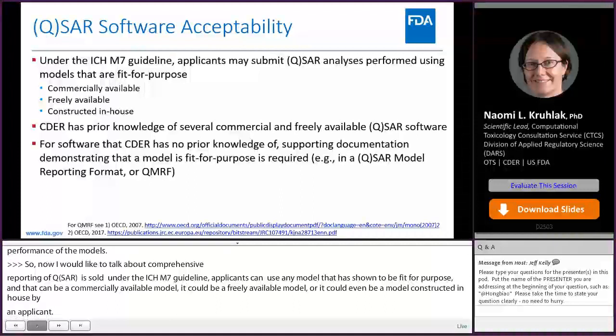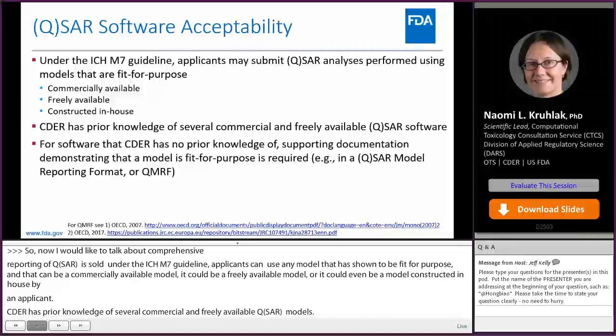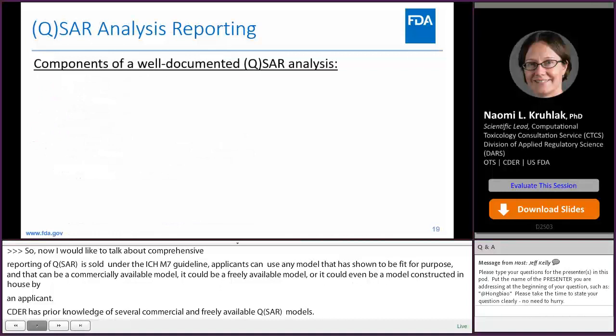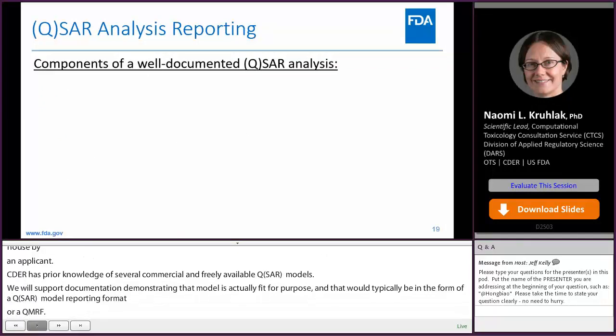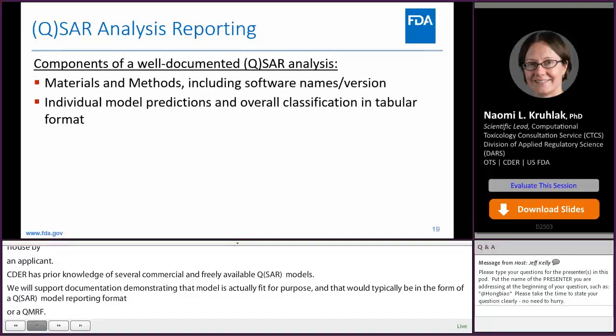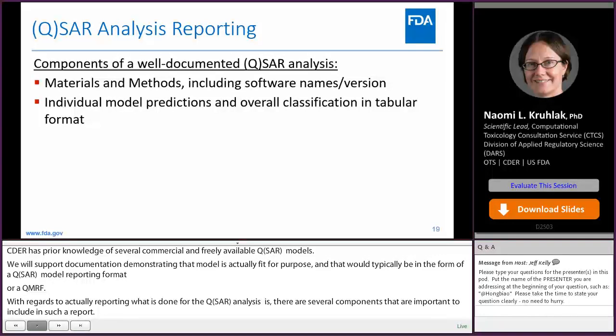And that would typically be in the form of a QSAR model reporting format or a QMRF. And I've provided some references at the bottom of the slide. With regards to actually reporting what was done for the QSAR analysis, there are several components that are important to include in such a report. There should be a materials and methods section that lists not only the software names, but the versions, because many of these software have been around for many, many years and the versions change over time. And so we need to know how current those models actually are.